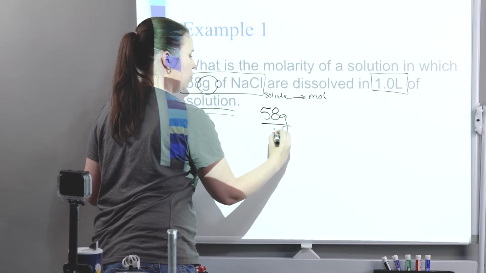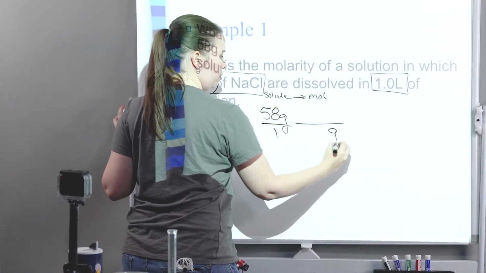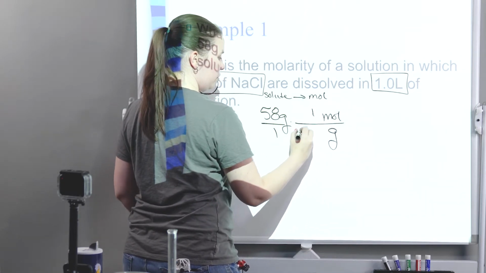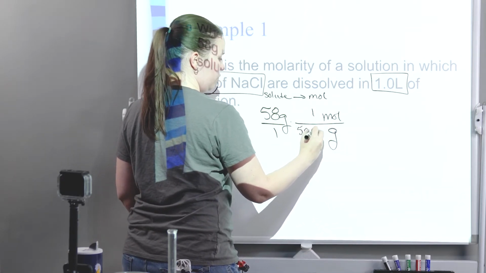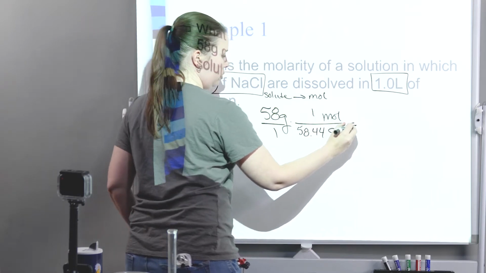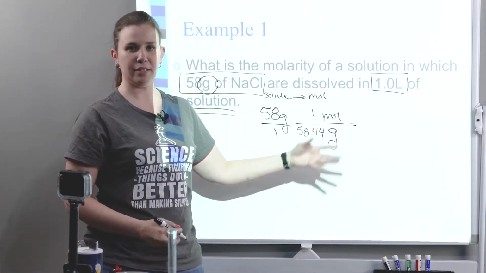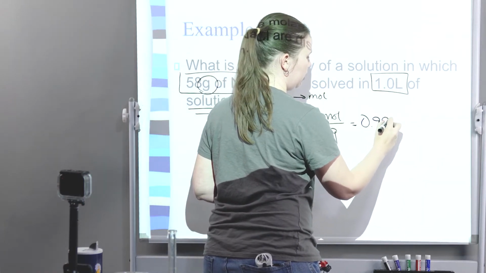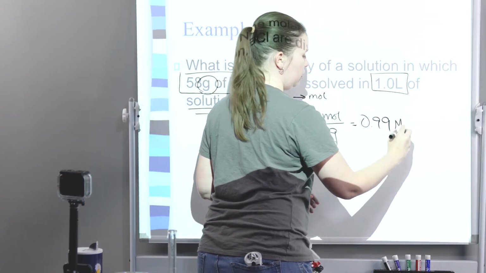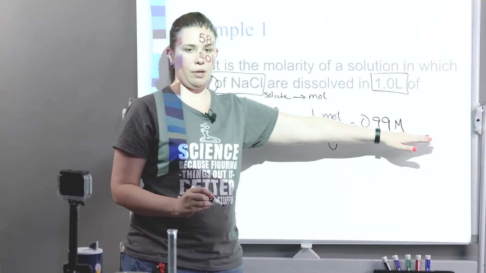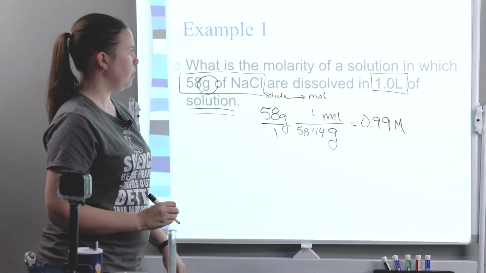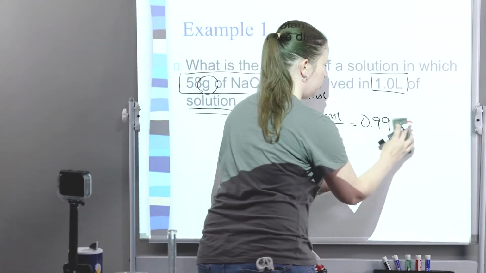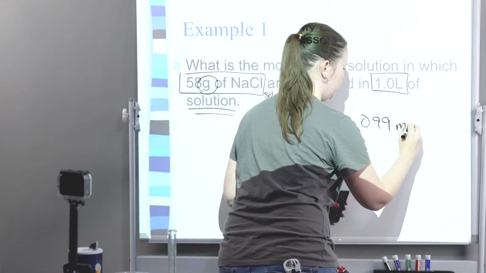58 grams over 1, putting gram on the bottom and mole on top, 1 mole to the molar mass of NaCl, which is 58.44. So 58 divided by basically 58 is about 1. Actually, this works out to be 0.99 with 2 sig figs. And the unit would be capital M for molarity. So we found our molarity, or actually, sorry, that was just moles so far. Getting ahead of myself here.